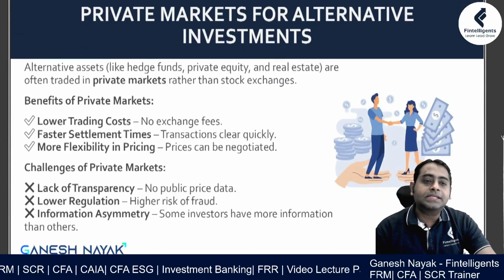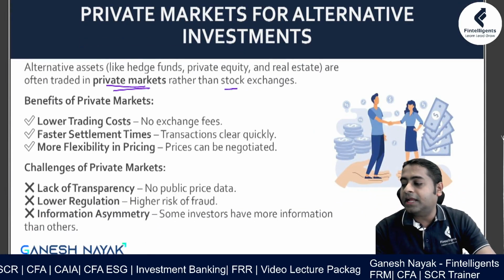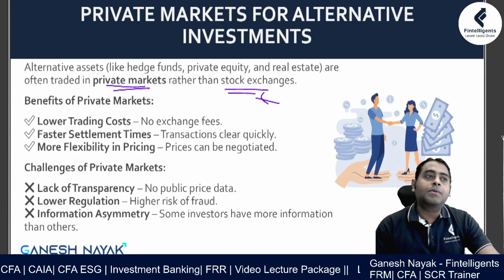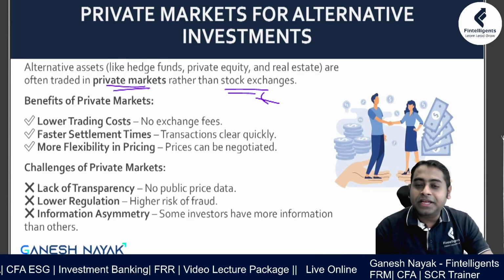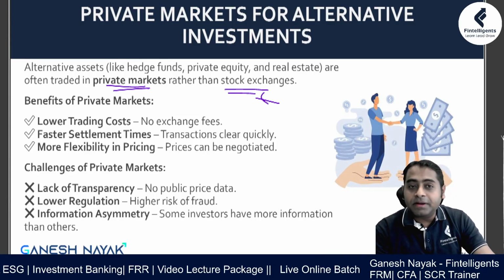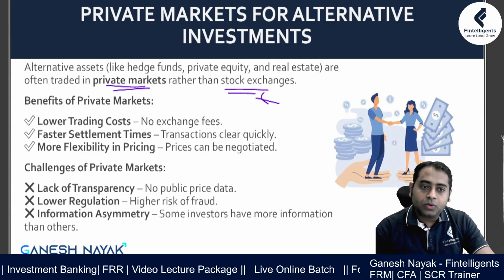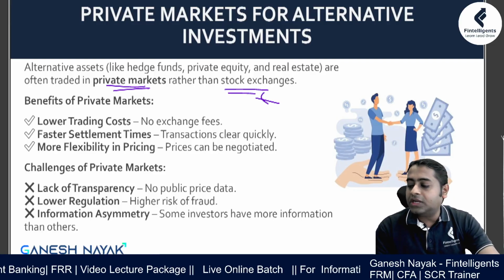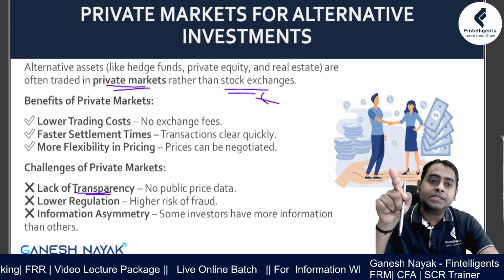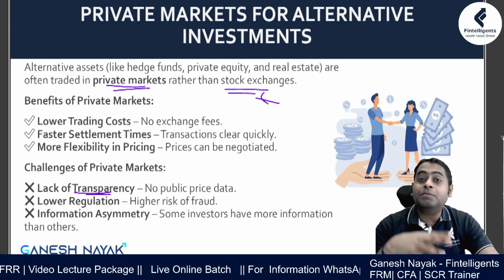Alternative investment assets are often traded in the private market rather than on an exchange. We already know about this because, suppose, a real estate transaction will not happen on an exchange, right? It's happening on the private market, so between two participants. Now there is a bigger problem in this. What is that? There is no transparency, because on an exchange you can see the price. When you're doing the transaction with each other, there could be information asymmetry.